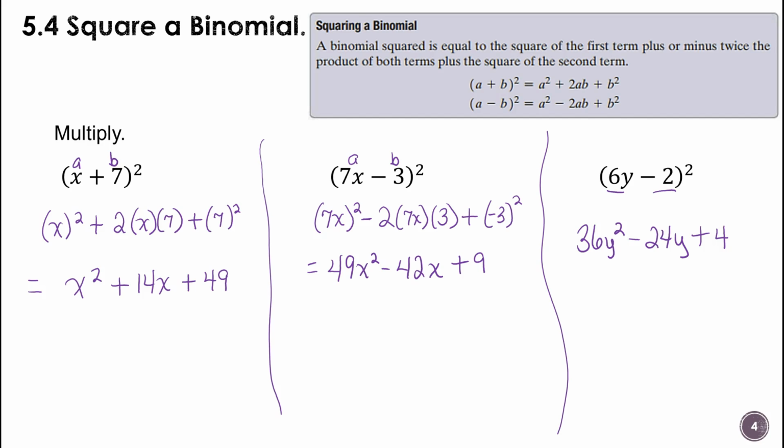So here's how I did this. I squared the first term. I took the first term times the second times 2. The last term times itself, and that's what you get.